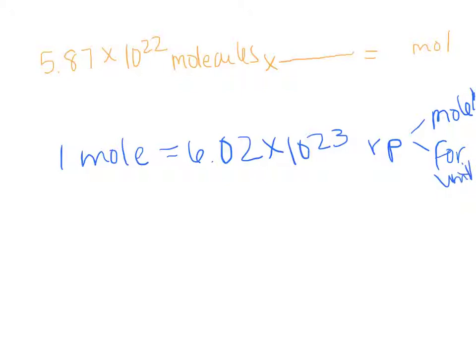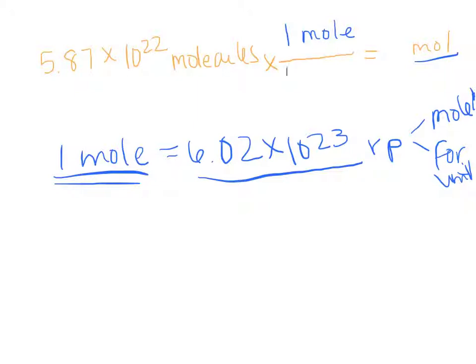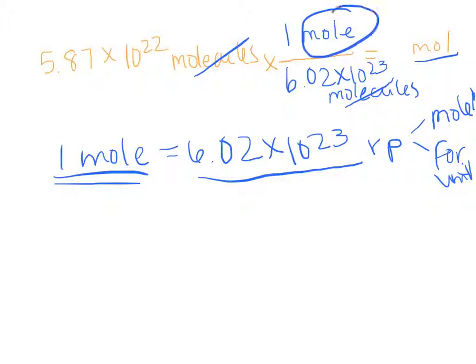So where do you think that I should put my mole? I'm hoping you guys are saying that you should put your mole on top. So 1 mole should go on the top because I'm trying to get into moles. Then that makes my representative particles, or my molecules, go on the bottom, 6.02 times 10 to the 23rd molecules. Now notice my molecules are on top, molecules are on bottom, they cancel out. I'm left with my unit of moles.